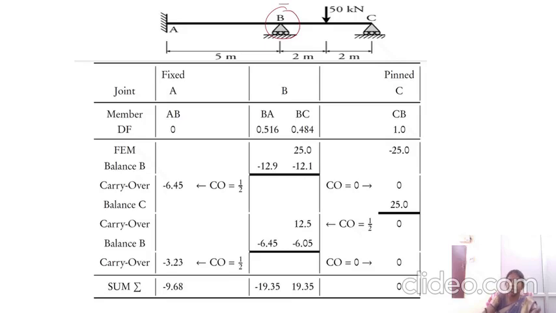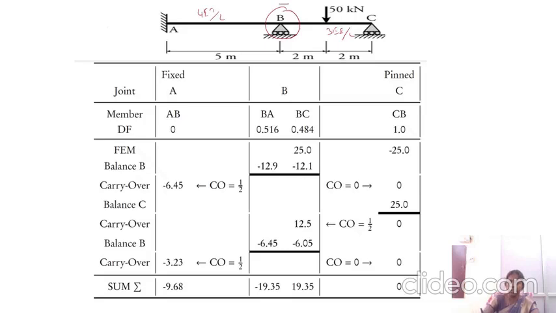So calculate the member B to A, which is 4EI by L because the far end is fixed, and here it is 3EI by L because the far end is simply supported. And finally, give the distribution factor next to the member representation. Okay, and calculate the fixed end moment value.